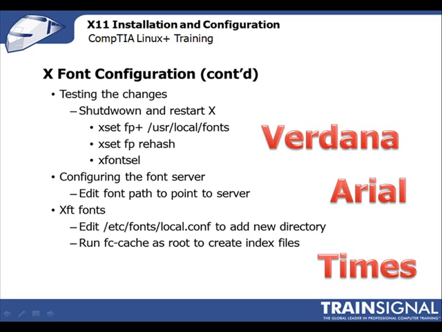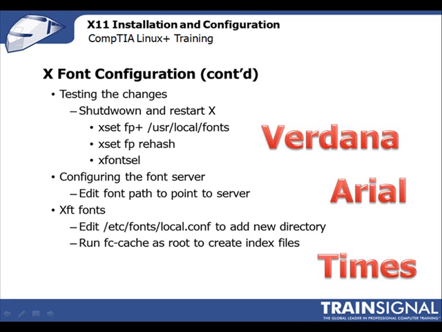Once you've made the changes we just discussed, the next logical step is to test it out. You could shut down and restart X as we discussed on one of our previous slides, or you could try the xset program. The syntax is xset space fp+ followed by the path, which is /usr/local/fonts, which adds your new font directory to the end of the current font path. And xset fp rehash instructs X to take another look at all the font directories on the path in order to rebuild a list of available fonts. xfontsel will also let you pick a font for display, so you can quickly check out how things will look before you apply any changes.